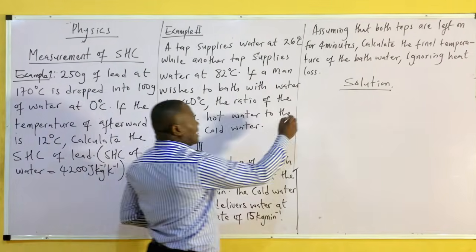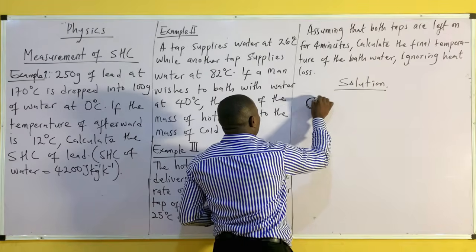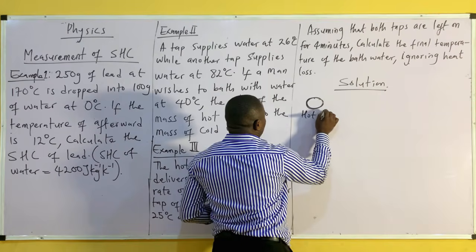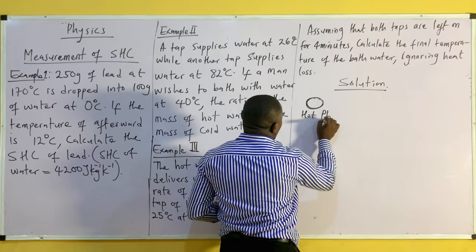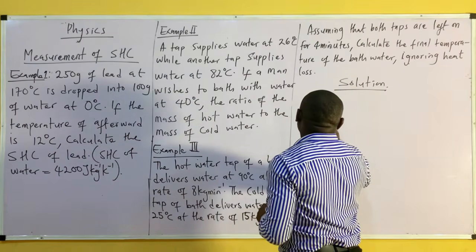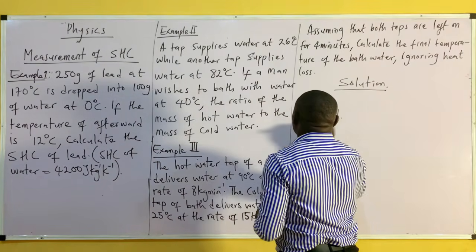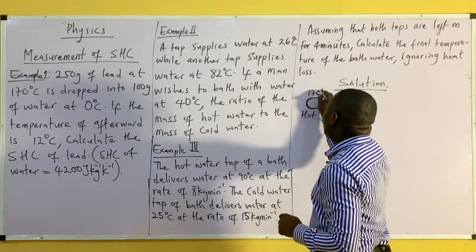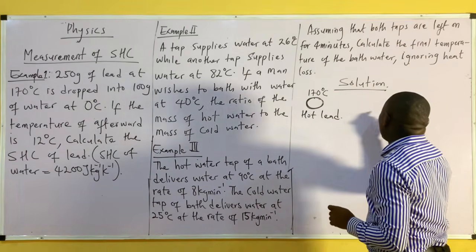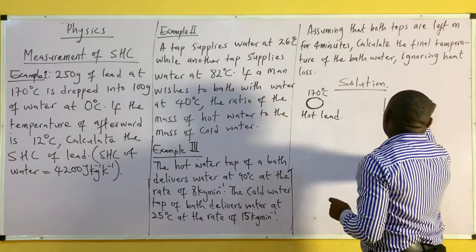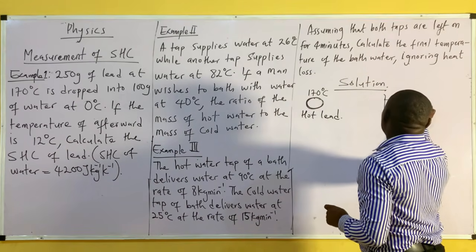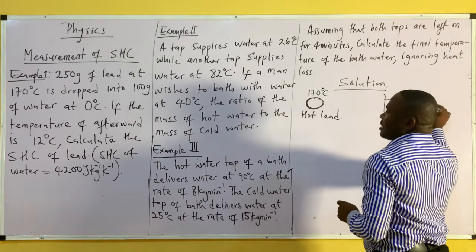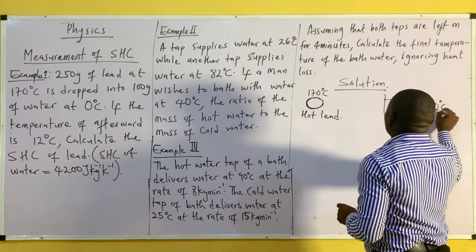We have a hot lead. This is lead. Just follow me. This is hot lead. Pb is for lead. Okay, we're not in chemistry class. This is hot lead at 170 degrees Celsius. Now we have water. The temperature of the water here is at 0 degrees Celsius.